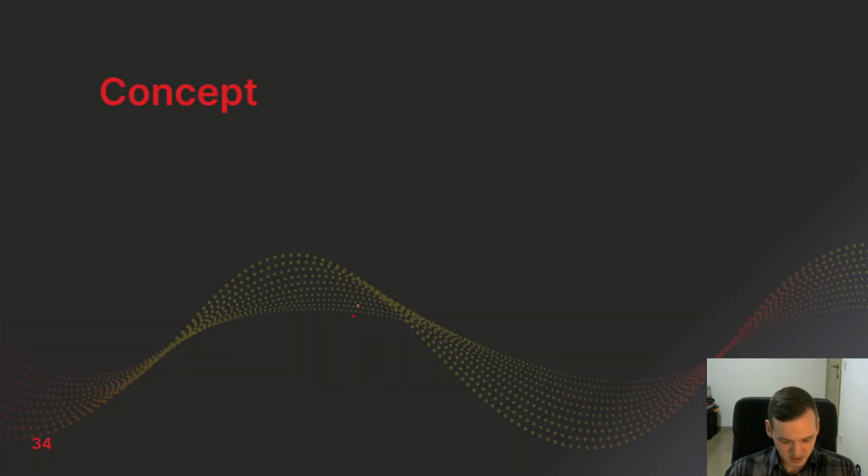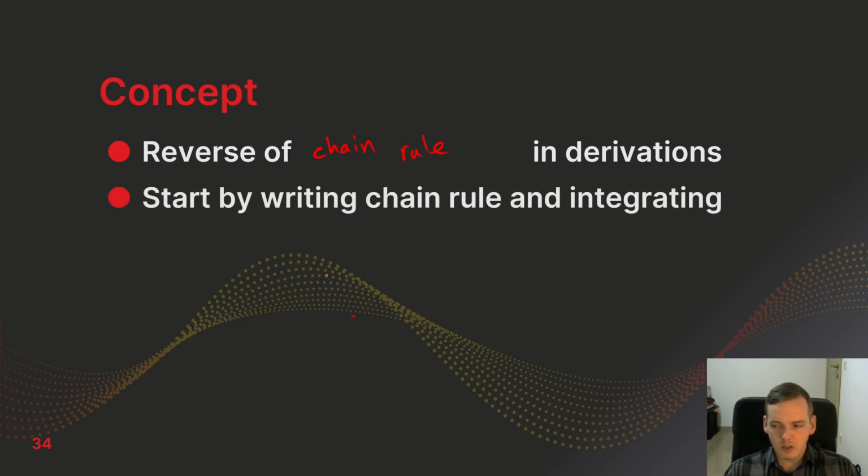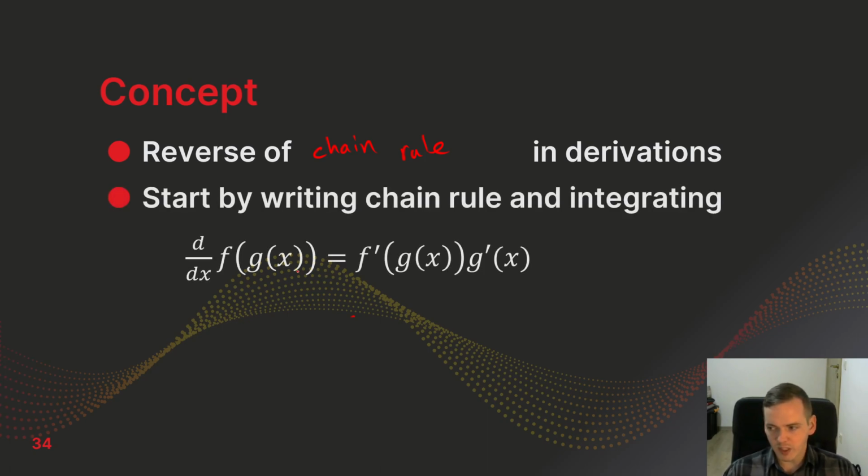So here's the concept that we're going to work with. It's the reverse of the chain rule in derivations. Just like in derivatives we have the chain rule, we're going to do the reverse of that to get integration with substitution. To prove this, we're going to start by writing the chain rule and integrate both sides. So if we integrate the left-hand side, and we integrate the right-hand side, what do we get?